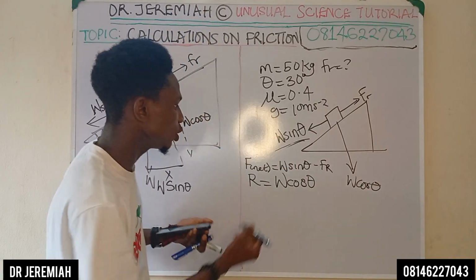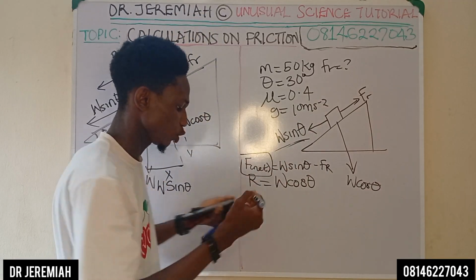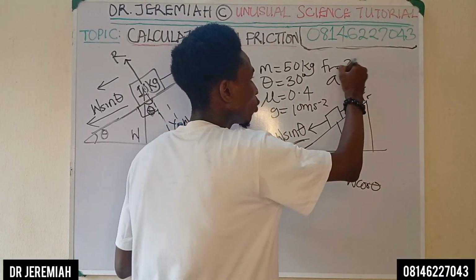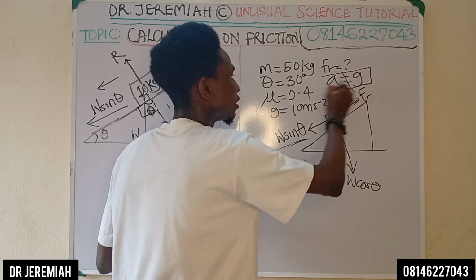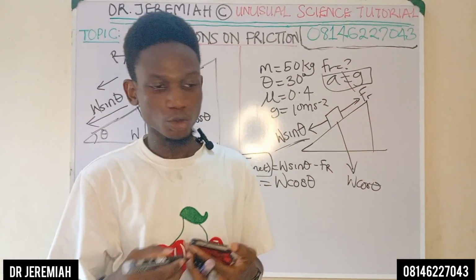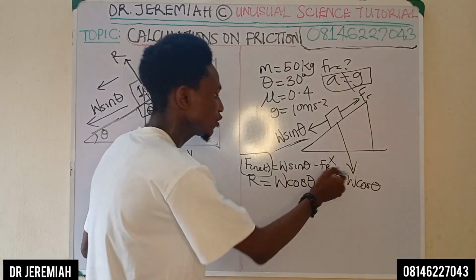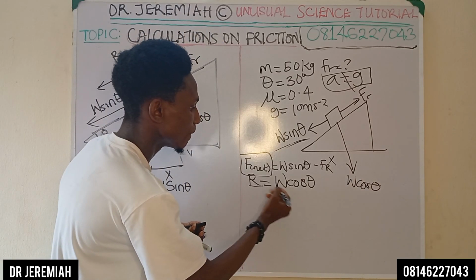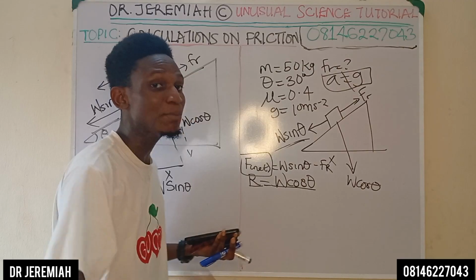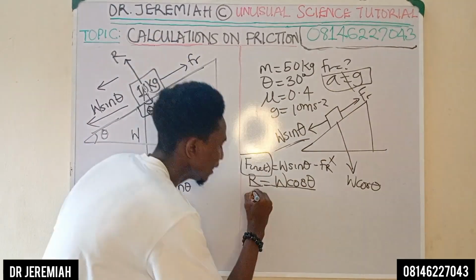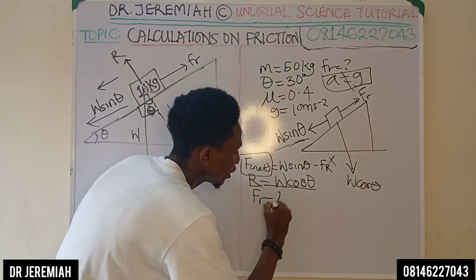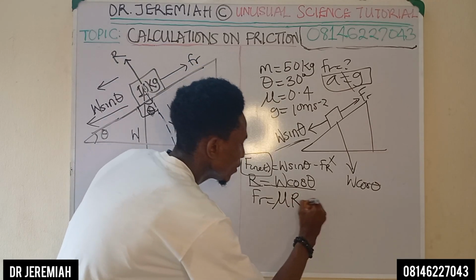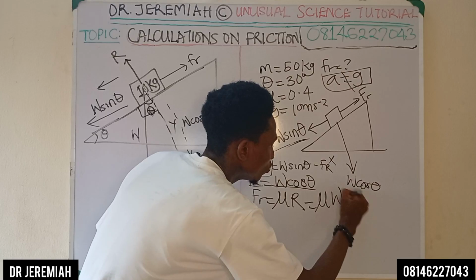Now, if you look at this very well, we don't know what the net force is because we're not given acceleration in this question. Please take note: acceleration is not equal to g here. So we don't know acceleration, which means we can't use this to calculate frictional force. But we know R equals W cos theta, and remember our earlier derivation that frictional force equals mu R. So we have mu W cos theta.